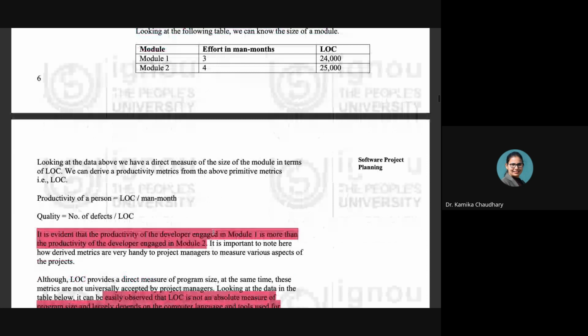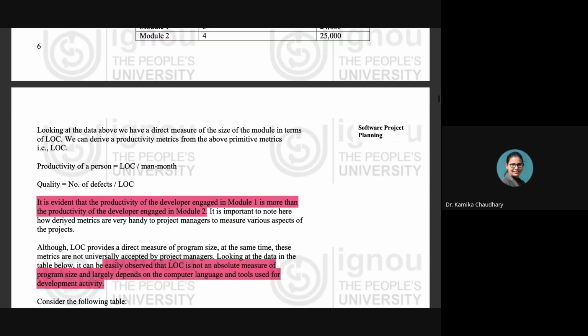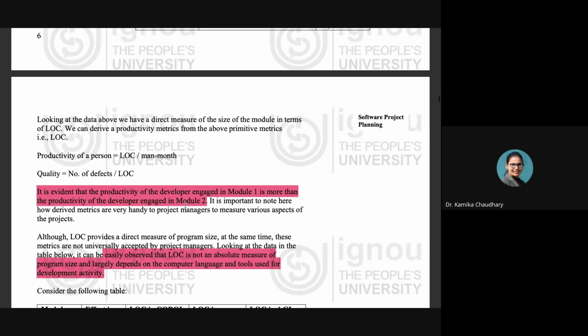Then the quality of this work can also be computed. How is the quality going to be computed? Quality is computed by dividing the number of defects by the lines of code being considered for the calculation of the defects, right? So it is important to note how derived metrics are very handy to project managers to measure the various aspects of the project.